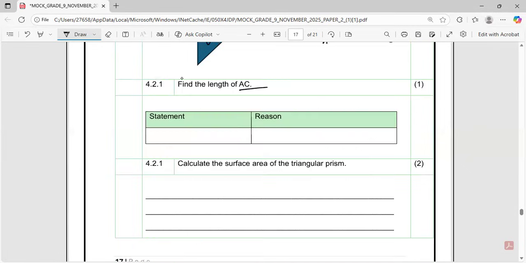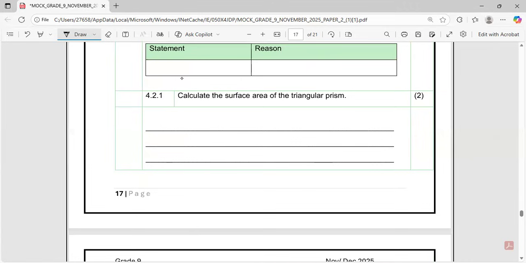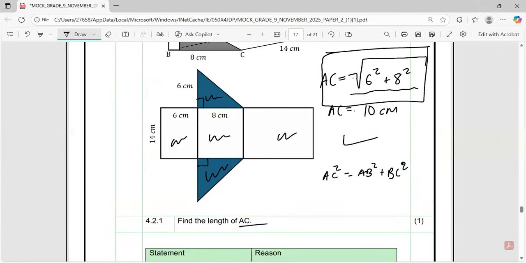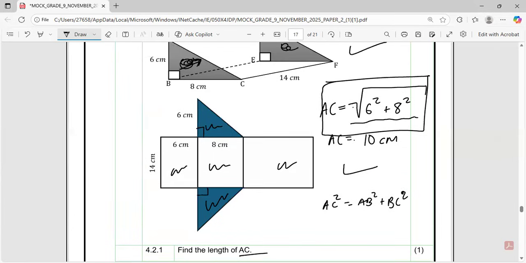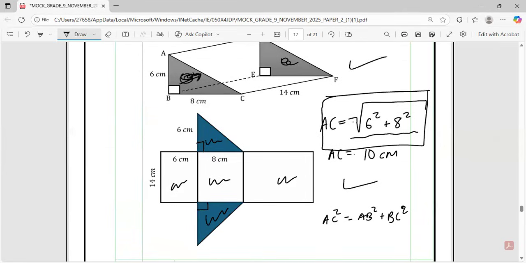And then it says calculate the surface area of a triangular prism. The surface area. What does surface mean? Surface means what we can see, right? If we're talking about the surface of a house, it means the area outside, the face that we can see. That's the surface. So what's the surface of this?